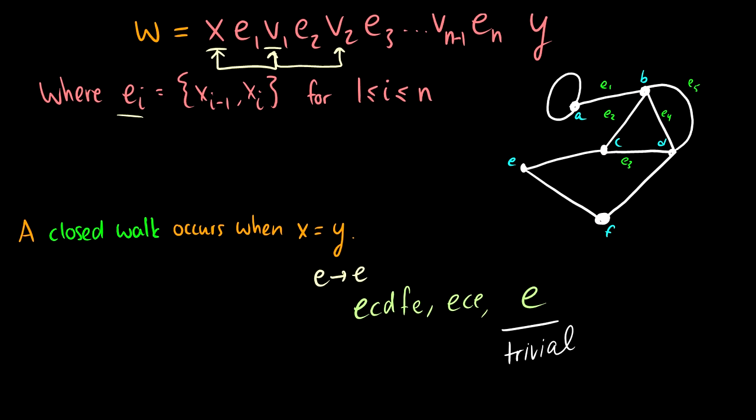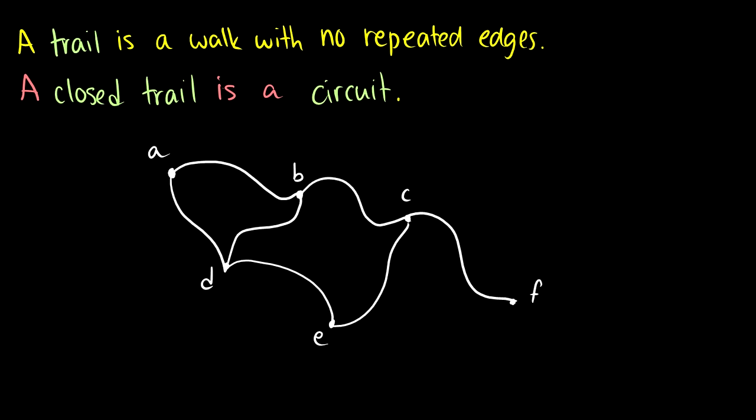Now, you need to keep this idea separate from the idea of a trail. We're going to introduce a few different terms here, so it's going to get a little bit confusing. Individually, they're very simple ideas, but the hardest part is separating them in your mind and learning the terminology. So a trail is a walk without any repeated edges.